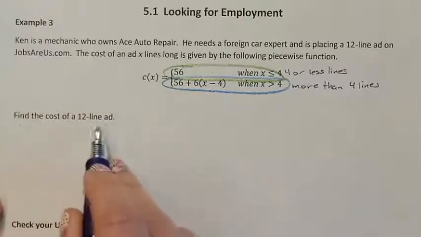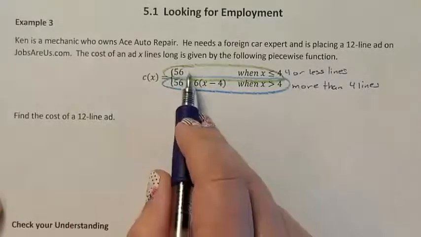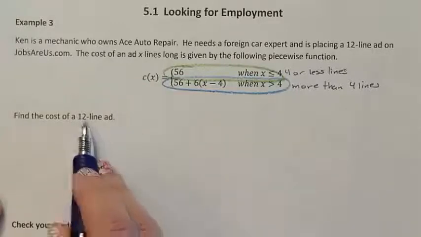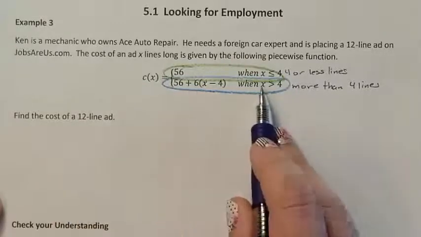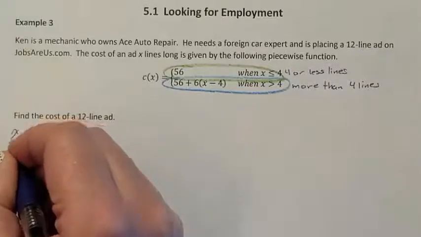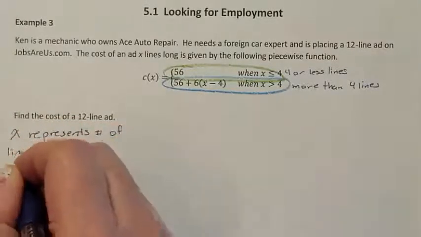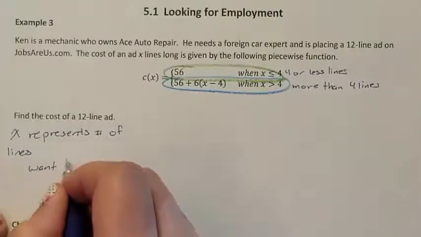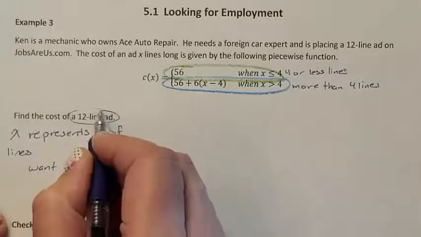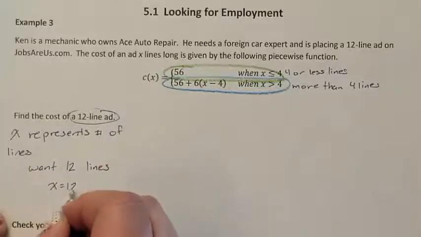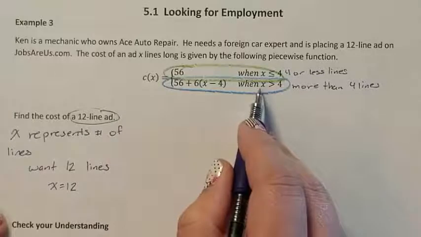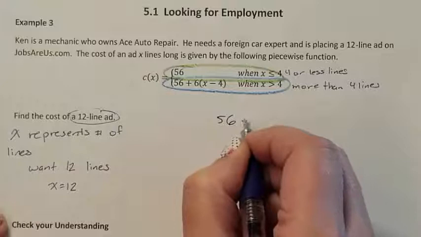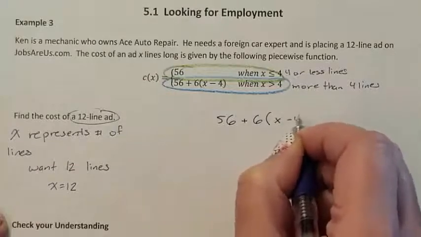So it wants to know, how much would a 12-line ad be? 12 is not less than 4. We cannot use the green. 12 is bigger than 4, which means we have to use the blue equation. X represents the number of lines. We want 12 lines because it told us right there we needed 12. So X is going to be 12. I need the blue equation because X is bigger than 4. So the blue equation will determine how much I am going to be paying.